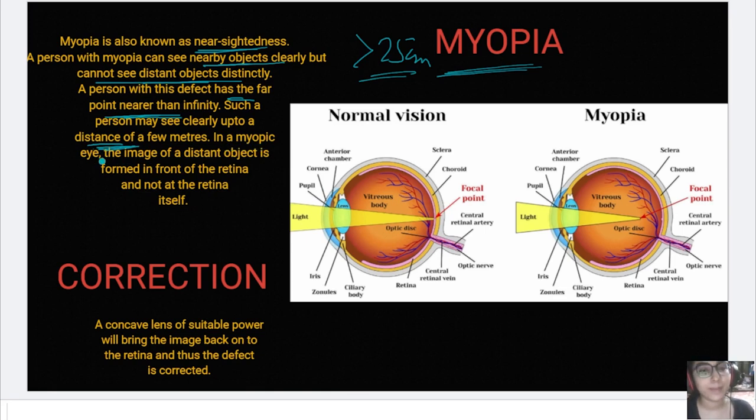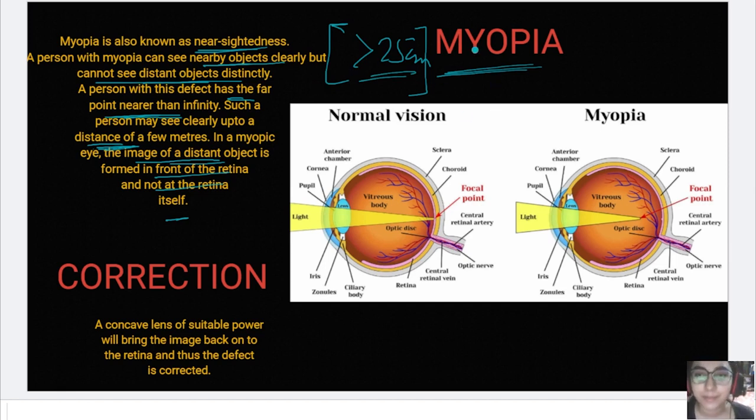In a myopic eye, the image of a distant object is formed in front of the retina and not at the retina itself. So what it is saying is that 25 centimeters is basically constant for all types of eye. But now when you make the object go farther and farther away from you, it will become hazy, and after a point you cannot see that object distinctly anymore. It will become a blur.